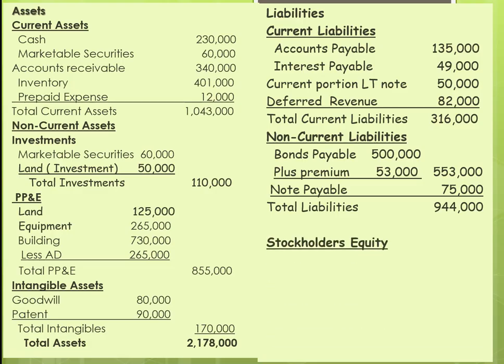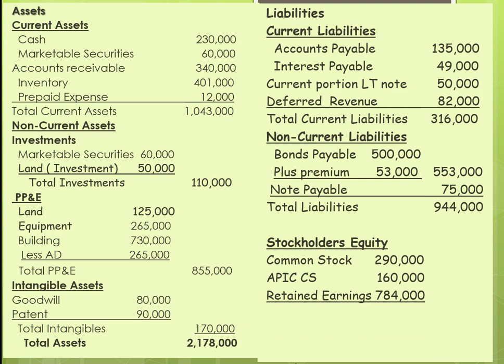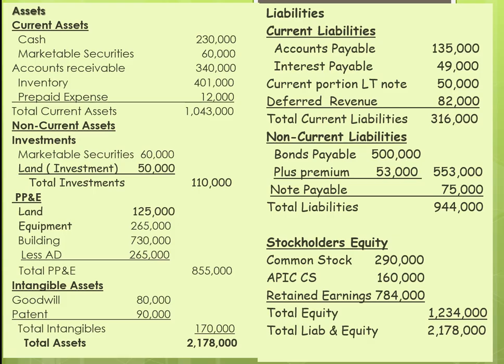So now we can do our last portion. Stockholders' equity: common stock, additional paid-in capital, retained earnings, total equity. We add them together, and if you notice, the two numbers equal. And that ends part 2 of how to prepare a classified balance sheet. Again, if you have any questions, you can always email me. Thank you so much.